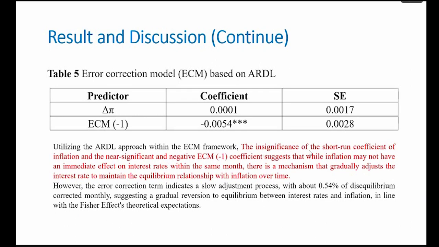If you see the insignificance of the short-term coefficient of inflation, near significance of these suggests that inflation may not have an immediate effect on interest rate within the same month. But there is a mechanism that gradually adjusts the interest rate to maintain an equilibrium relationship over time. That means there is a relationship in the long run, but there is no short-term relationship. And 0.54% is the equilibrium correction.